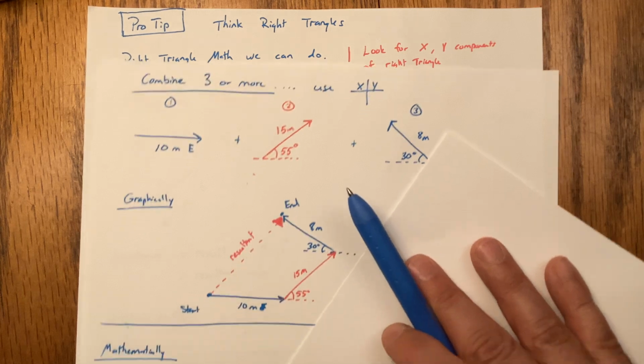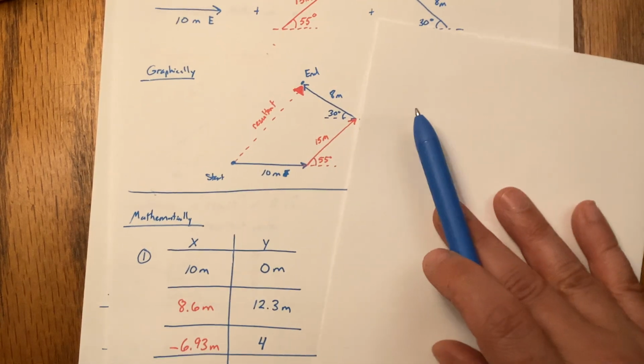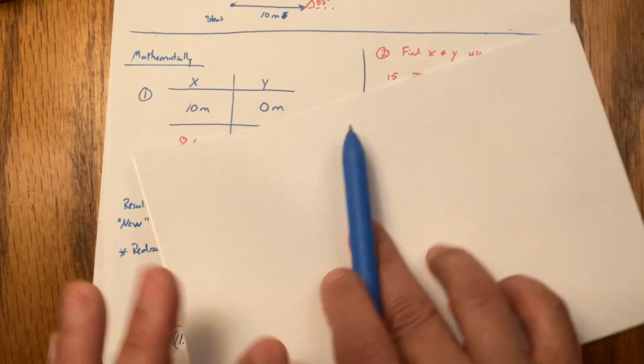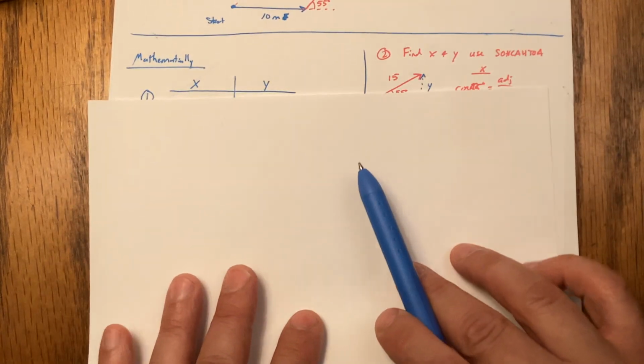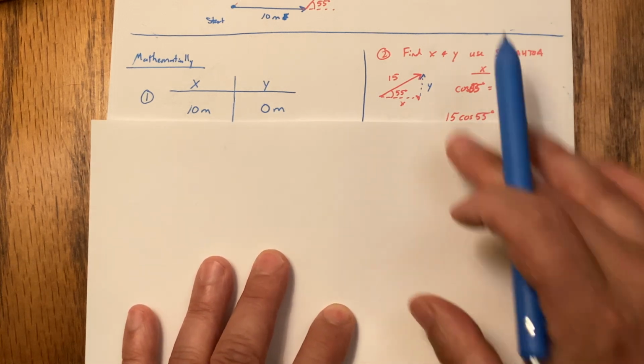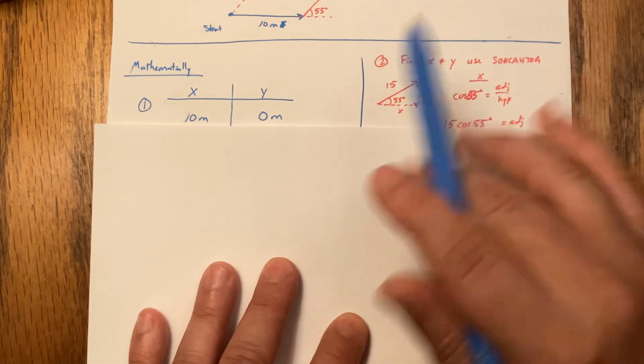All right, so how do I do that? Well, I think the best way is to set up an x and y table. I'm going to show you how I do this. I have an x and y table, and I'm going to take one vector at a time and break it down into its x and y components.